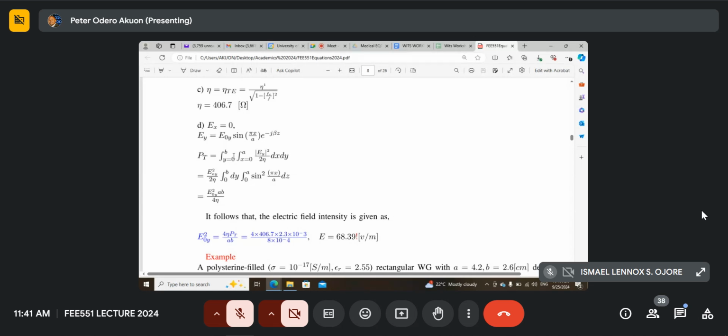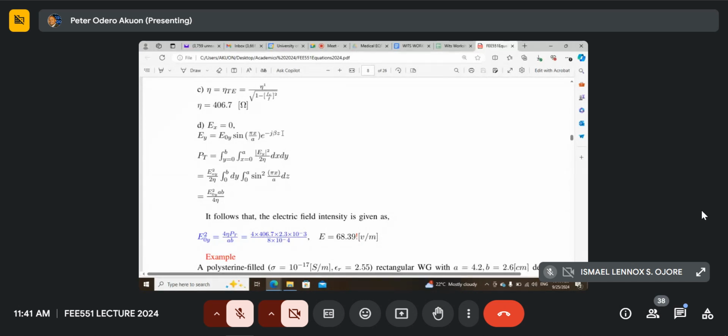I don't have a pen to show how that comes, but just try it at home. That PT will now reduce to, using the equation given for EY, E naught squared over 2 eta. Then you integrate from 0 to B dy, and then 0 to A of sine squared pi x over A dz. That's EY squared.